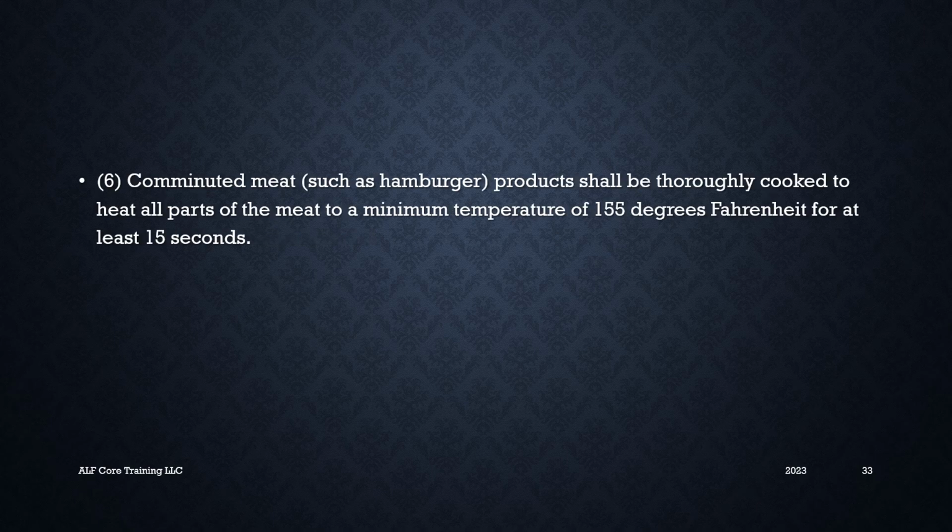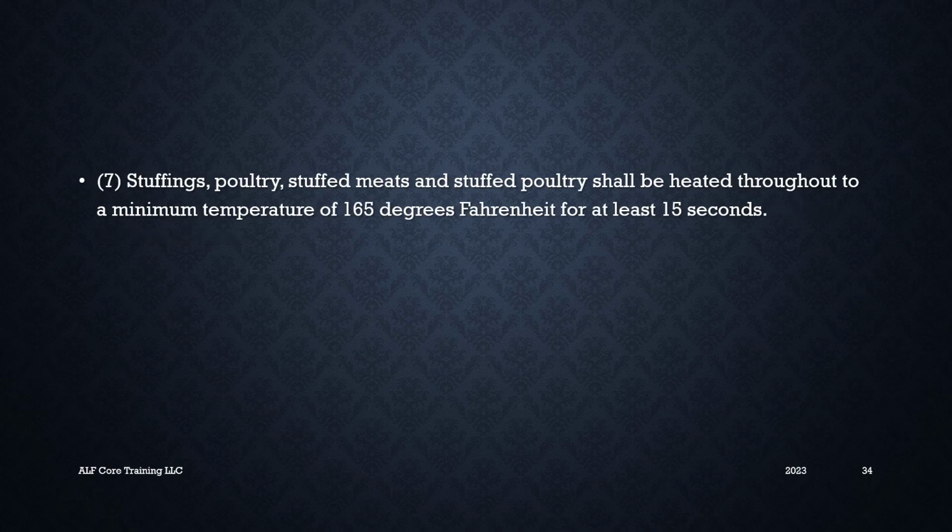Comminuted meat, such as hamburger products, shall be thoroughly cooked to heat all parts of the meat to a minimum temperature of 155 degrees Fahrenheit for at least 15 seconds. Stuffings, poultry, stuffed meat, and stuffed poultry shall be heated throughout to a minimum temperature of 165 degrees Fahrenheit for at least 15 seconds.